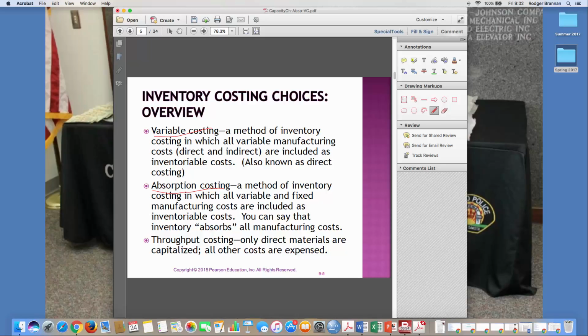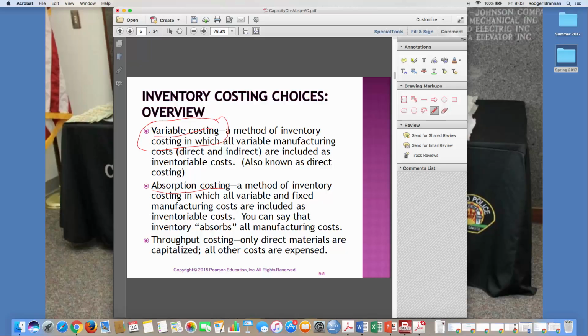Now, there are good points and bad points about all of these methods, but the chapter tends to emphasize, from a decision-making point of view, that variable costing tends to be a little bit better in the sense that you get consistent results. As you increase sales, your operating income will go up. As you decrease sales, operating income will go down. And it really emphasizes, number one, the most important thing a company can do is to focus on sales.